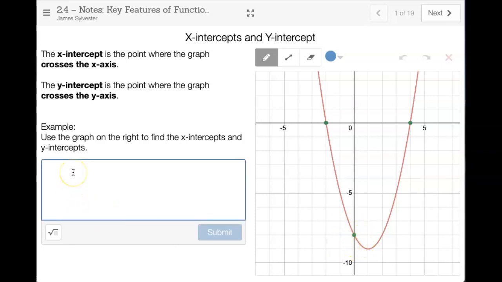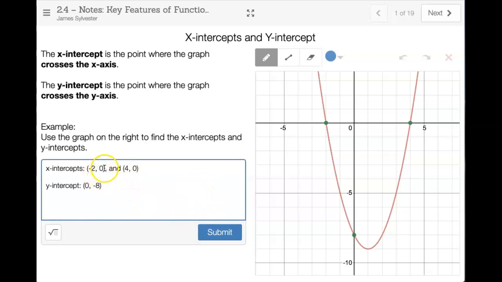So this graph has two x-intercepts, and if you look at those green points, they are -2, 0 and 4, 0. So there's that. And then the y-intercept is, of course, like I said, the point where the graph crosses the y-axis, and we can identify it as an ordered pair. In this case, it's 0, -8, and this will be a recurring theme.